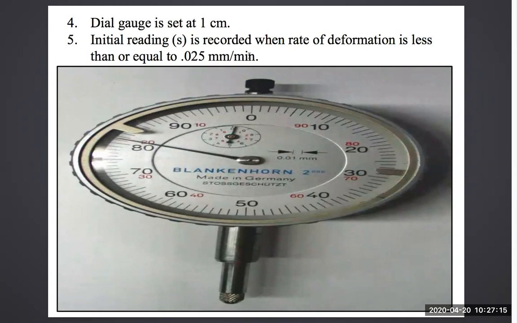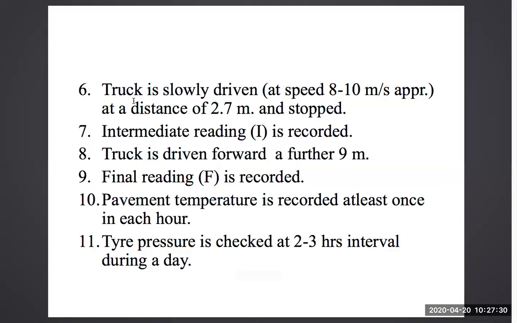So the initial reading is recorded when the rate of deflection is less than 0.025. This is the standard value. So if it is less than or equal to 0.025 mm per minute, that will be the initial reading. Then the truck moves slowly at a speed of 8 to 10 meter per second approximately, at a distance of 2.7 meters, and it is stopped. At that point we record the intermediate reading as I.